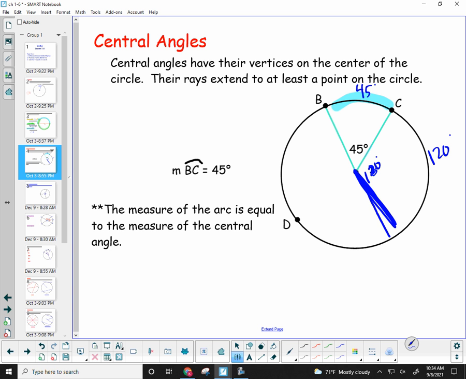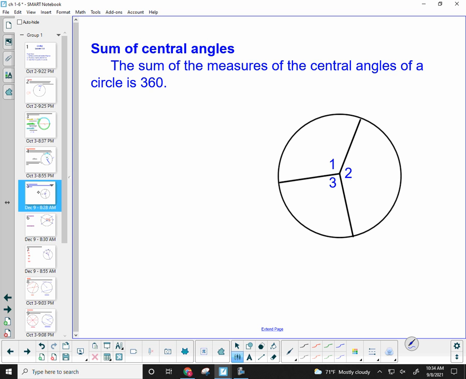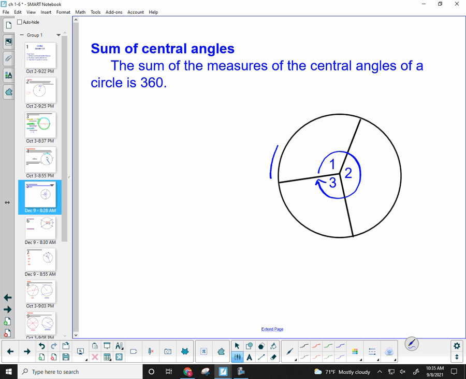So if the central angle measure and the arc measure are the same, let's think about if I were to add angle 1 plus angle 2 plus angle 3 together, how many degrees would I have there? 360 all the way around, which is why all of my arcs added together are also going to equal 360 degrees. That's probably not a big surprise to you, but I'll try to make some connections here.